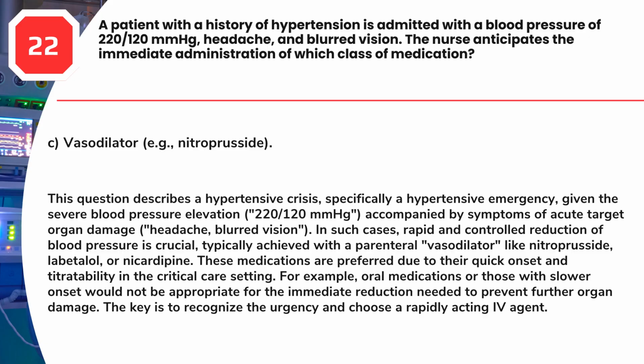In such cases, rapid and controlled reduction of blood pressure is crucial, typically achieved with a parenteral vasodilator like nitroprusside, labetalol, or nicardipine. These medications are preferred due to their quick onset and titratability in the critical care setting. For example, oral medications or those with slower onset would not be appropriate for the immediate reduction needed to prevent further organ damage. The key is to recognize the urgency and choose a rapidly acting agent.